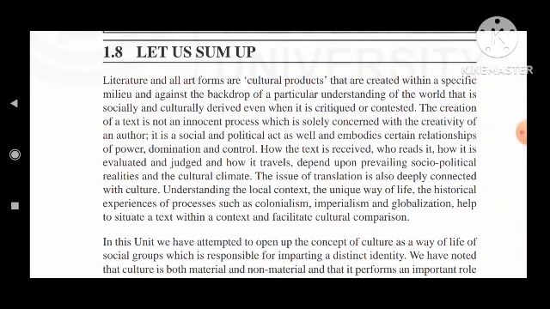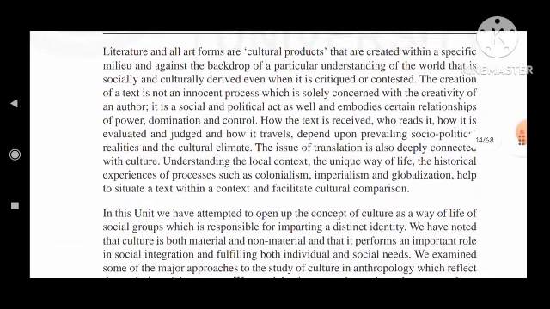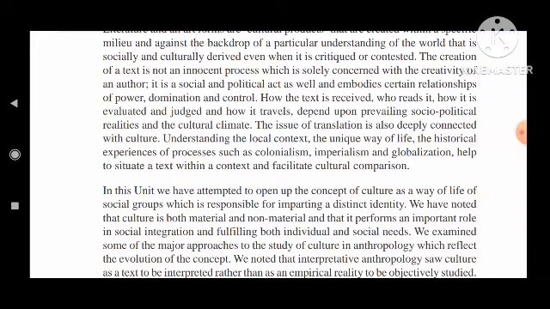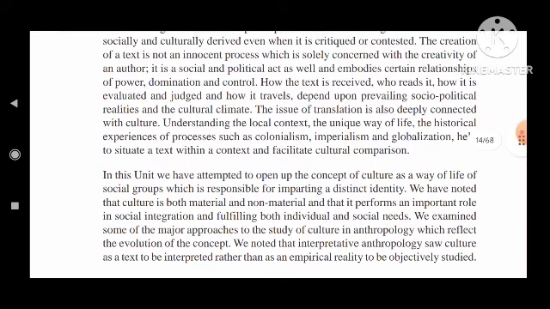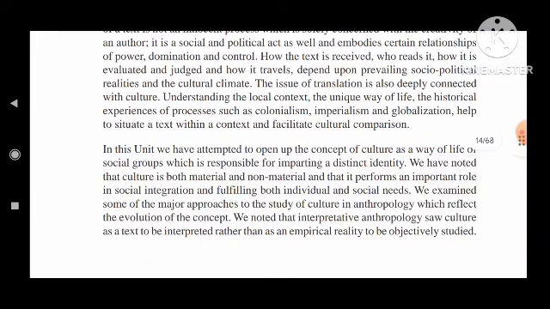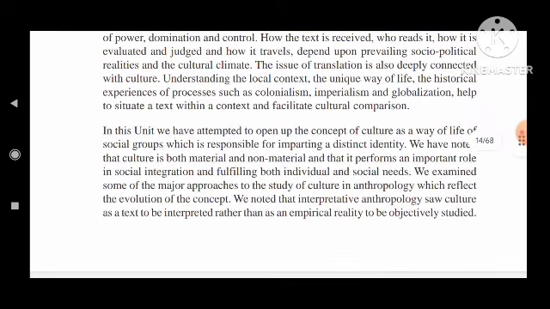Literature and all art forms are cultural products that are created within a specific milieu and against the backdrop of a particular understanding of the world that is socially and culturally derived, even when it is critiqued or contested. The creation of a text is not an innocent process which is solely concerned with the creativity of an author. It is a social and political act as well, and embodies certain relationships of power, domination, and control. How the text is received, who reads it, how it is evaluated and judged, and how it travels depend upon prevailing socio-political realities and cultural climate.